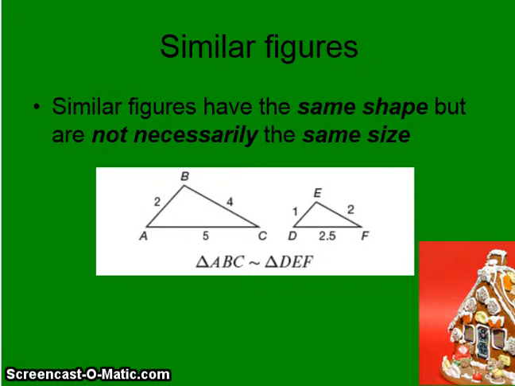Similar figures have the same shape, but they are not necessarily the same size. For example, triangle ABC is similar to triangle EDF. All the angles are the same. They're exactly the same shape, just EDF is a little smaller. We use this little squiggly line to denote similarity.